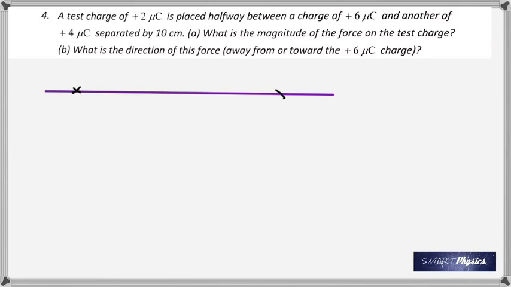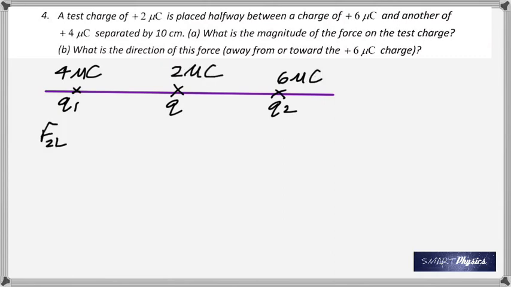So a diagram I thought would help, and yes, Q1 and Q2, one is 4, the other 6. It doesn't matter which side you have which one. It's not going to change the answer anyway. And then the test charge is Q, exactly midway. Okay. So you know how to do this, don't you? Find the force on the 2 microcoulomb due to each one, and then think about the direction and either add or subtract. In this case, what are you going to do?